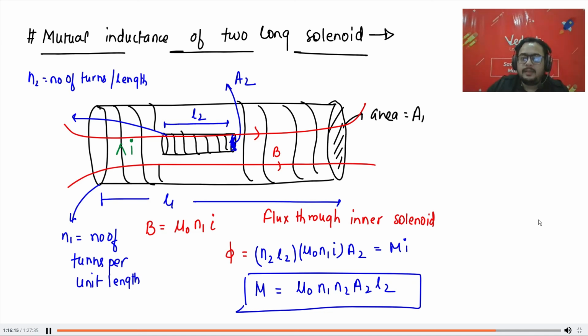Cleared this doubt after 3 months. It's an easy thing. You have to take... Beta, M is constant, mutual inductance, like self-inductance. Why not A1? Because I am writing the flux through the inner solenoid. You have to write the flux through the inner solenoid, and the area of the inner solenoid is A2. So obviously I will take A2.